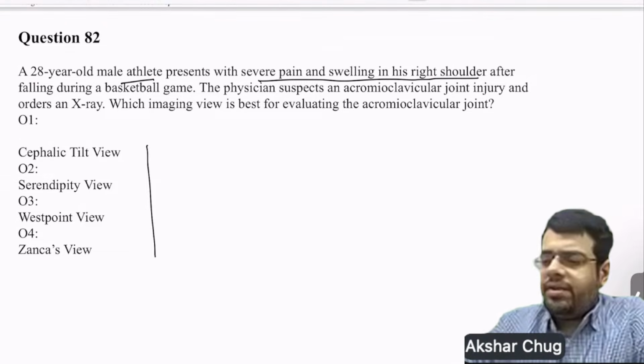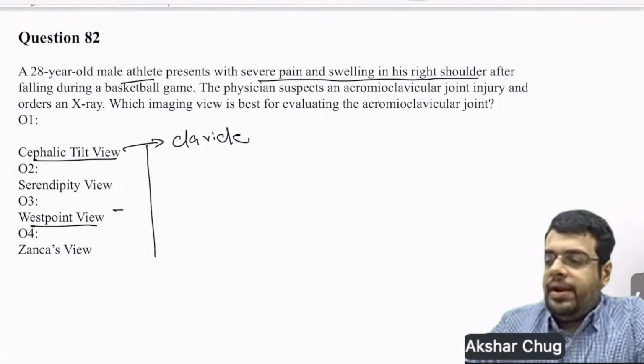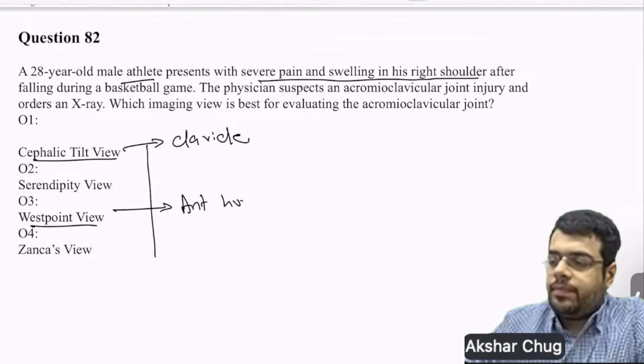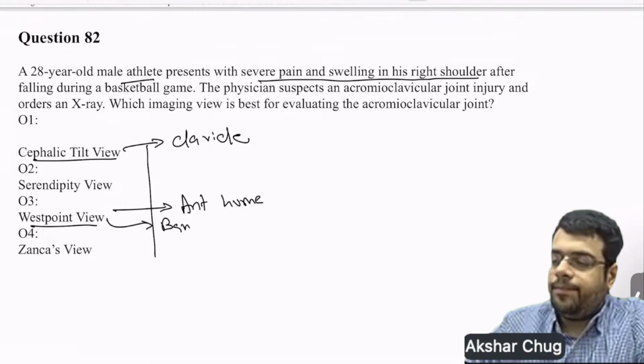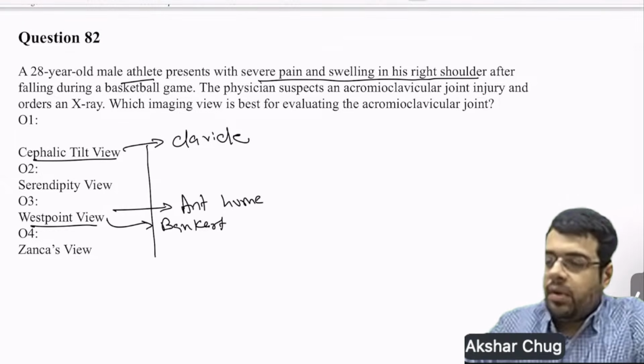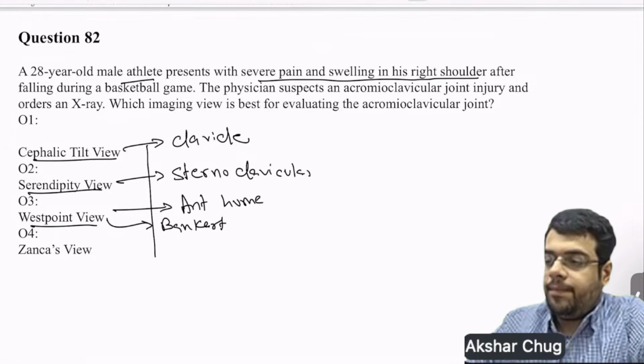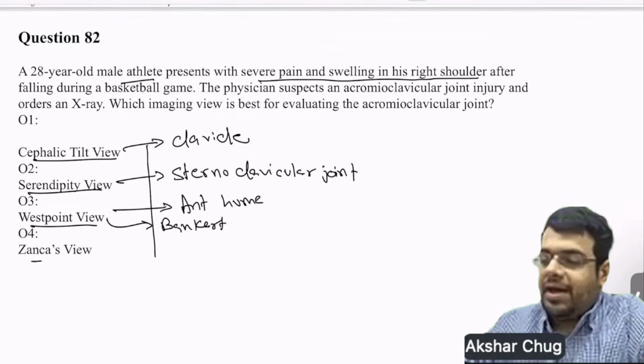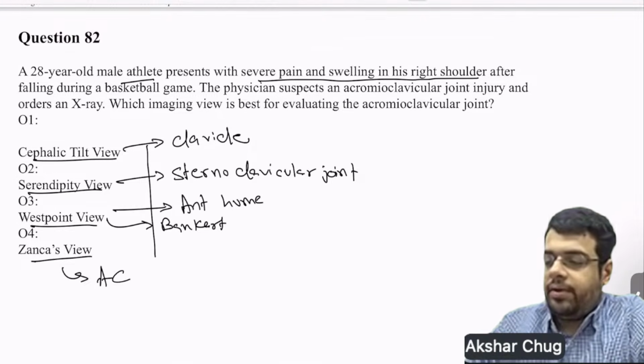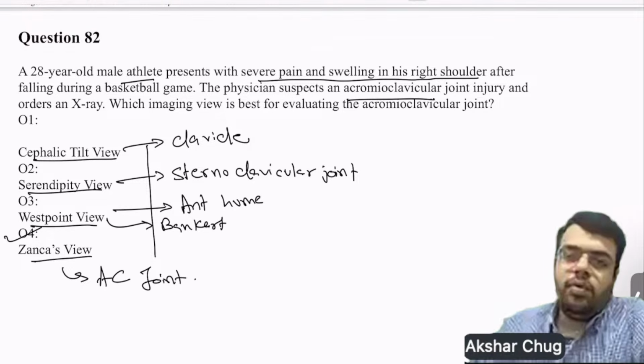However, the cephalic tilt is used to see the clavicle. The West Point view is used to see the anterior humerus, so lesions such as the Bankart lesion are visualized on the West Point view. The Serendipity view is used for the sternoclavicular joint. The Zanca view is for the acromioclavicular joint. We are asked about the acromioclavicular joint, so option 4 would be the correct answer.